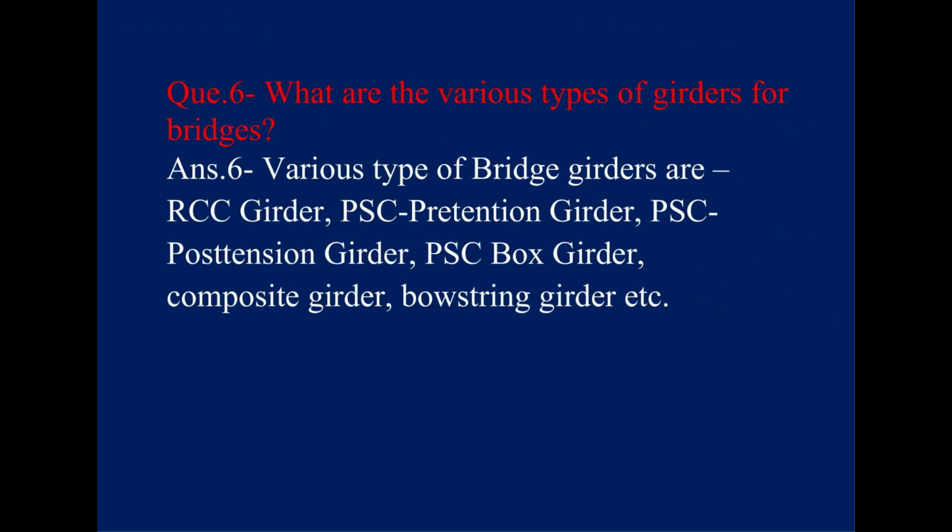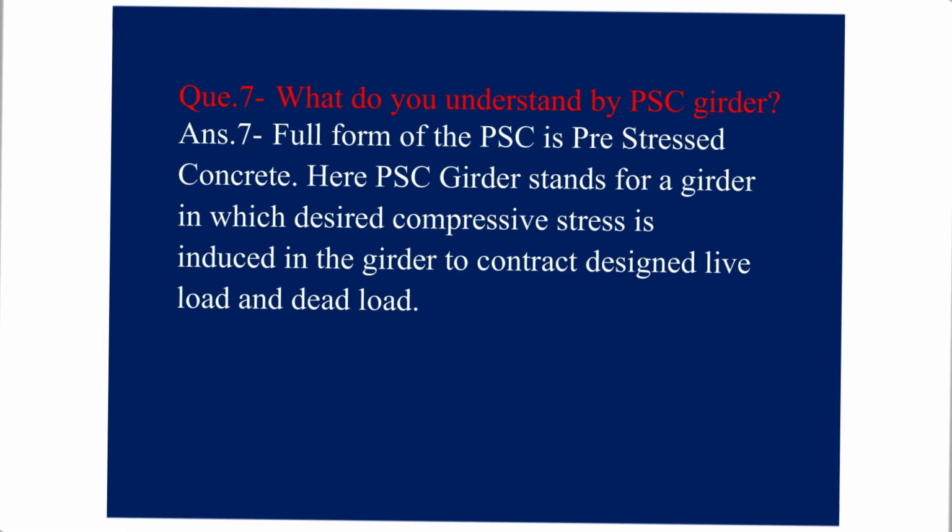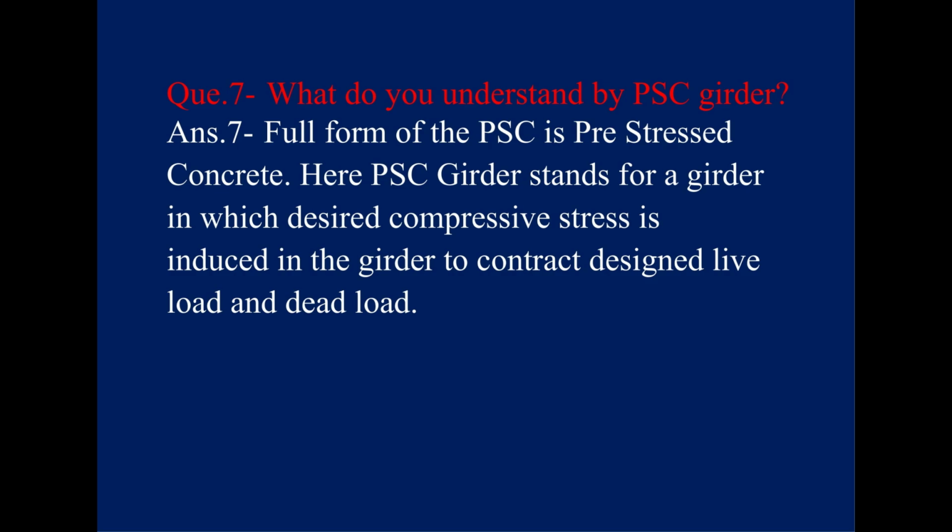Question: What are the various types of girders for bridges? Answer: Various types of bridge girders are RCC girder, PSC pretension girder, PSC post tension girder, PSC box girder, composite girder, bowstring girder, etc.